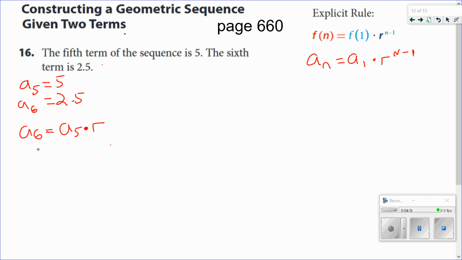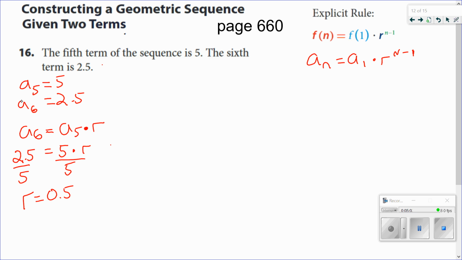Now that they're equal, if I can fill in everything but the r, I can solve for it. So a sub 6 is 2.5, and a sub 5 is 5, and multiply by r. Now I want to divide by 5 to get the r by itself. Just regular equations here. And r is going to equal 0.5. So I'm halfway to having what I need to write the formula. I have the common ratio. Now I'm going to use algebra to find the first term, because we don't know what it is. We know the fifth and the sixth, but we don't know the first.